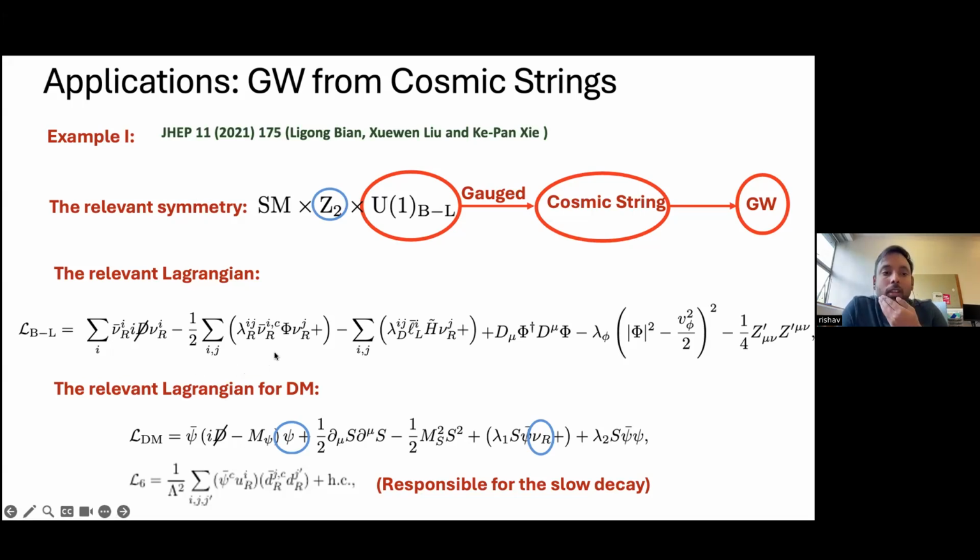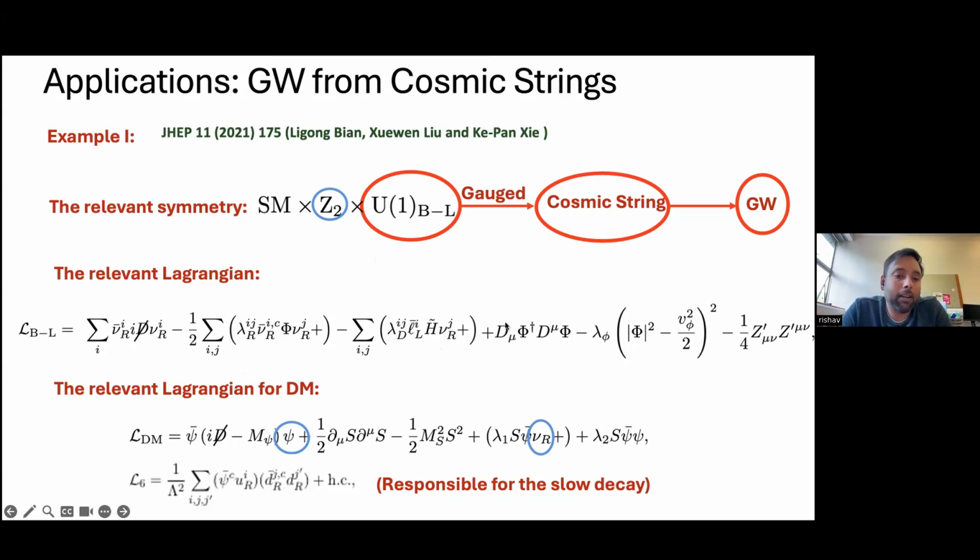So what they did was they introduced three right-handed neutrinos and a scalar phi, which is responsible for breaking of U1 B minus L. So once this breaking takes place, the right-handed neutrino actually becomes massive, and it also gives rise to an additional gauge boson. Now, the right-handed neutrino also interacts with the standard model Higgs and standard model leptons.